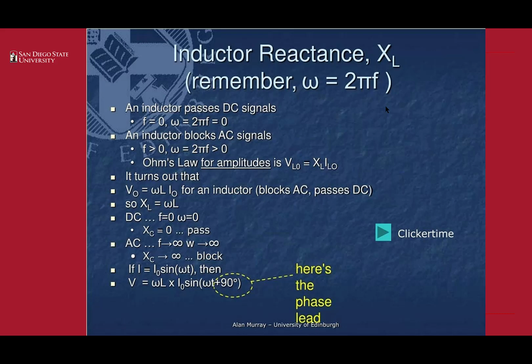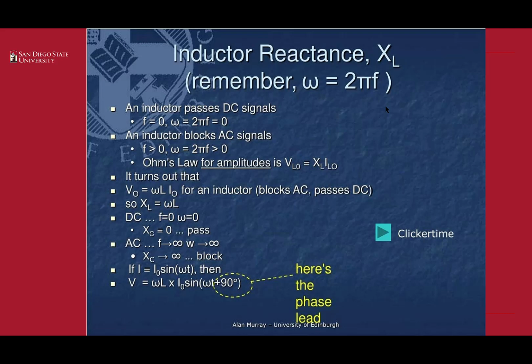And Ohm's law for amplitude similarly indicates that VL0 equals XL times IL0. So it turns out that V0 equals omega L times I0 for an inductor, which blocks AC current and passes DC current. So the reactance XL would be omega L only. And for DC, f would be 0, omega would be 0, and XL would be 0. So we will get little to no resistance at all, and the signal will pass.